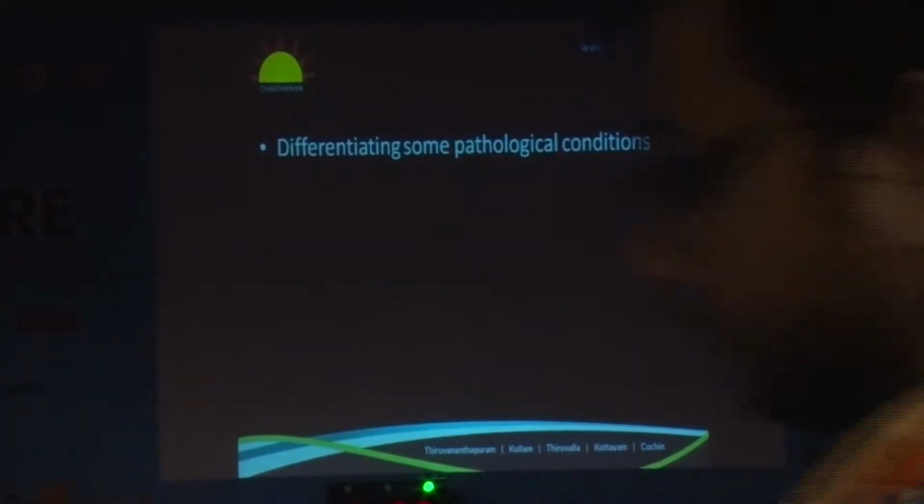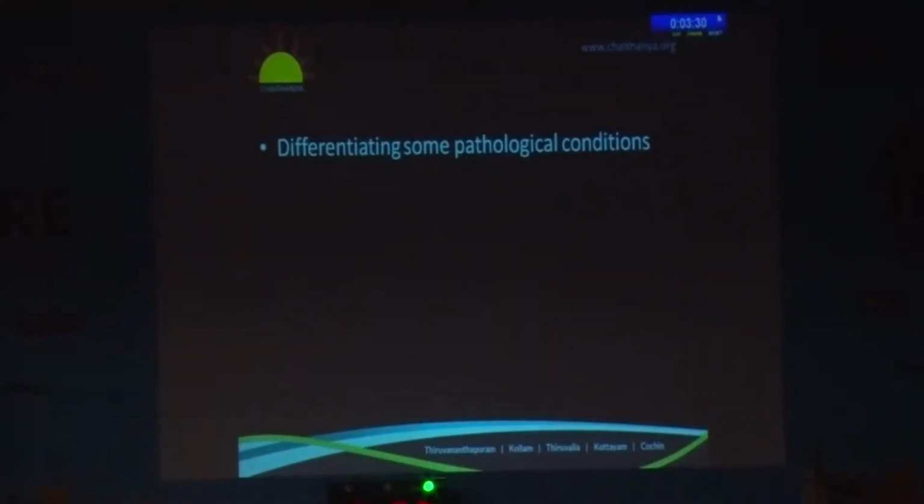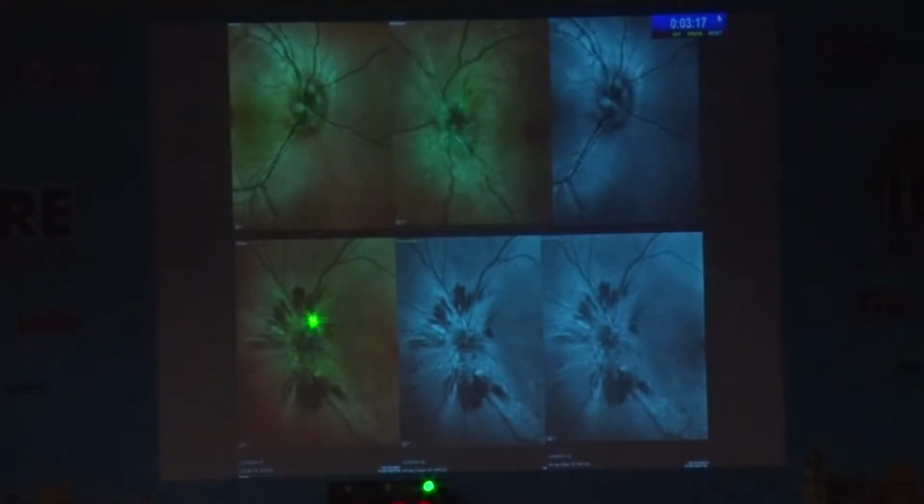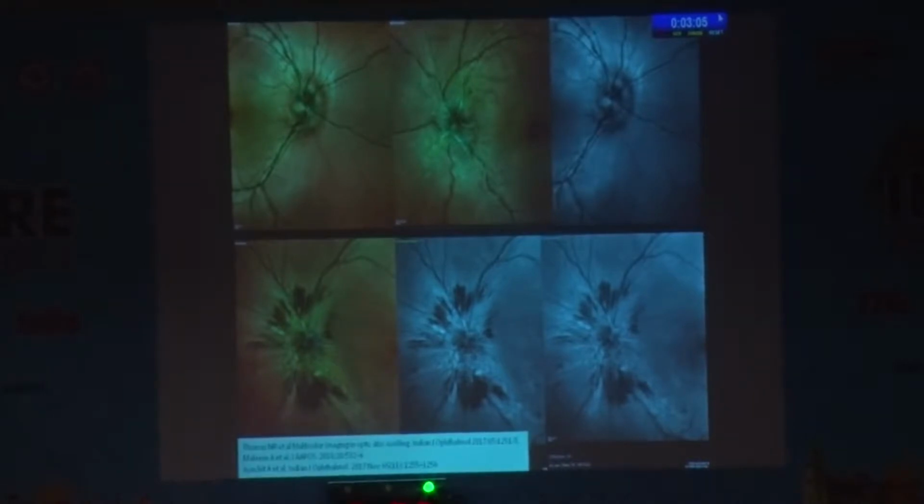It also helps us to differentiate some pathological conditions. Like in this, it's very useful to differentiate between true disc edema and pseudo disc edema, and this has been published in literature. In pseudo disc edema, you don't see a greenish tinge, but in true disc edema, you see a greenish tinge. Sometimes you see this greenish ring around it, and that is described along with the obscuration of blood vessels, and this has been published again in literature.